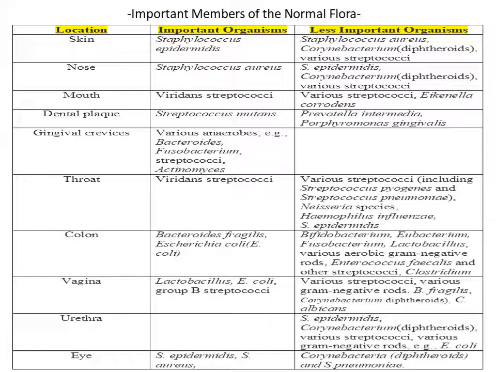Normal flora in the eye: Staphylococcus epidermidis and Staph aureus, and other microorganisms like diphtheroids and Streptococcus pneumoniae.